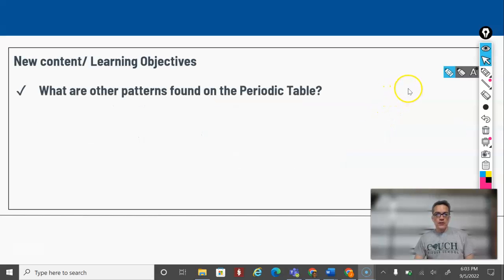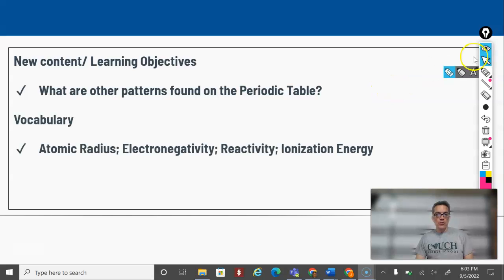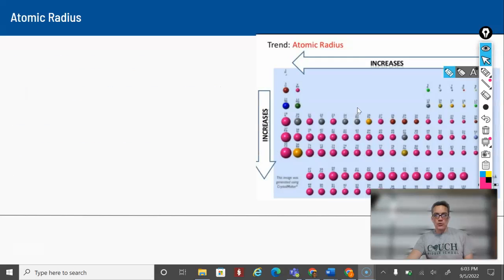Kind of what we're looking for today is what are some other patterns that are found on the periodic table. We may have already, depending on the videos you've watched, looked at valence electrons and structure and so forth. But these other patterns are related to valence electrons and structure, but have some different terms. So some of the vocabulary that we're going to see today: atomic radius, electronegativity, reactivity, and ionization energy. So we'll have slides on each one of those coming up here shortly.